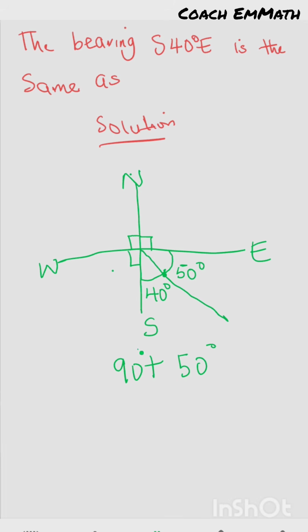Now if you add 90 plus 50, that's going to give us 140 degrees. So this simply means 40 degrees south to the east is equivalent to 140 degrees in three-figure bearing. This is going to be our answer.